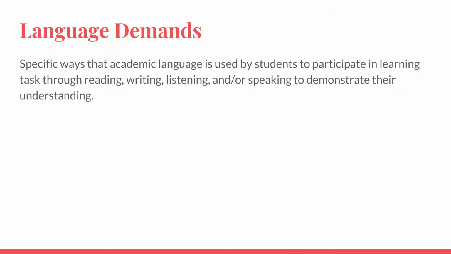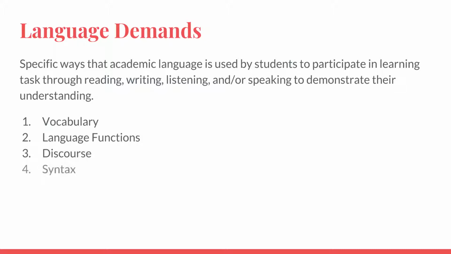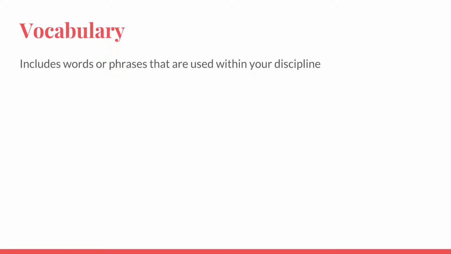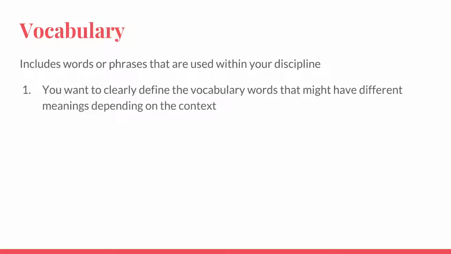There are 4 main categories for language demand. First is vocabulary, language functions, discourse, and syntax. Let's go through all those. The first, again, is vocabulary, and that includes the words or phrases that are used within your discipline. So you want to clearly define vocabulary words that have different meanings depending on their context. So relating back to the table and ruler, ruler, vacuum, vacuum, you want to clearly define those terms.